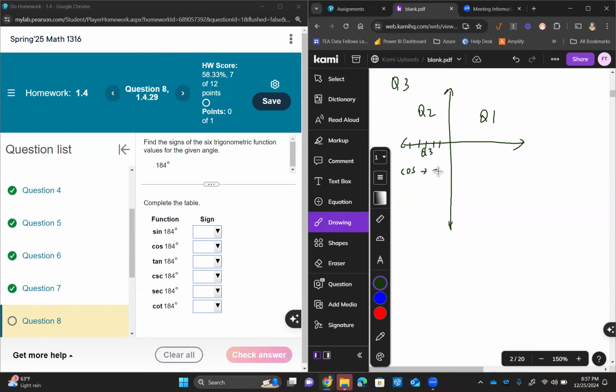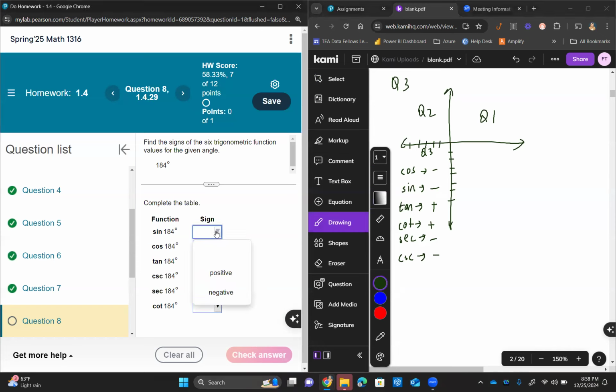So in quadrant 3, cosine is negative. Sine will be negative as well because sine is y values, and in quadrant 3, all y values are negative, so sine will be a negative number. Tangent is, because tangent is sine over cosine, and when you divide negative by negative, you will get a positive answer. Cotangent will always have the same sign as tangent, so their sign will be always the same thing. Secant will be the sign of the cosine because secant is reciprocal of cosine, and cosecant is the sign of sine, which will be negative.